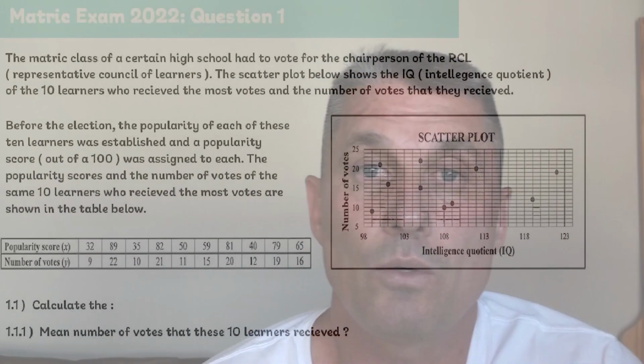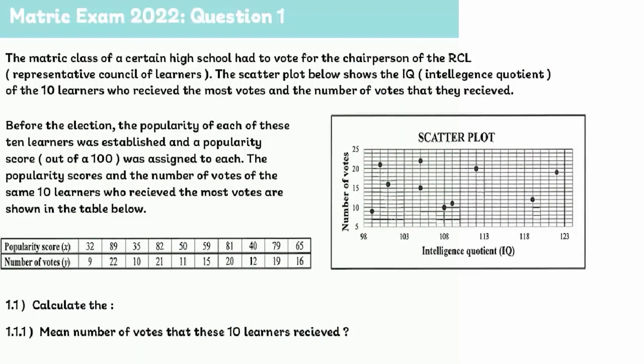So we're on to question 1 of paper 2. Let's have a look. The matric class of a certain high school had to vote a chairperson of the RCL, which stands for Representative Council of Learners. The scatter plot below shows the IQ, the intelligent quotient, of the 10 learners who received the most votes and the number of votes that they received.